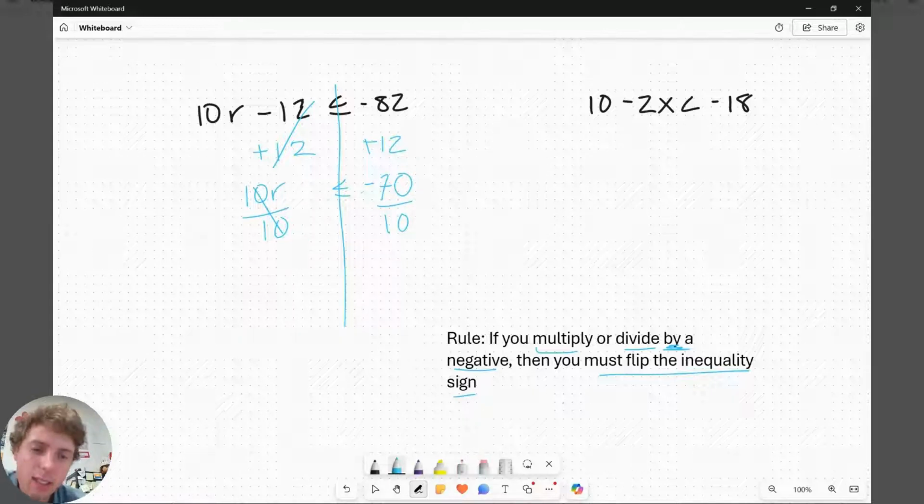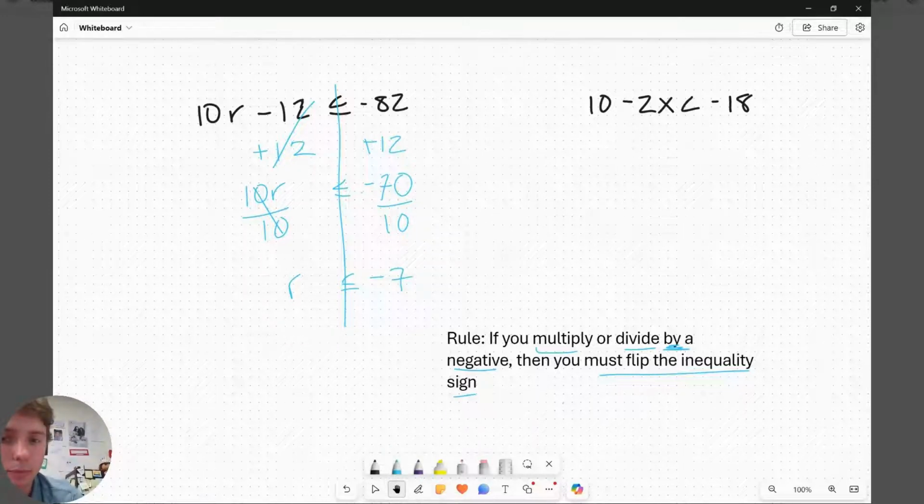The rule says you need to multiply or divide by a negative. Well, notice what we're dividing by. We are dividing by a 10. I don't care about the value on top. I care about the value I am actually moving. If I am multiplying or I am dividing by a negative, it would flip. But in this case, we said that the 10 is positive, so your inequality sign actually stays the same way.